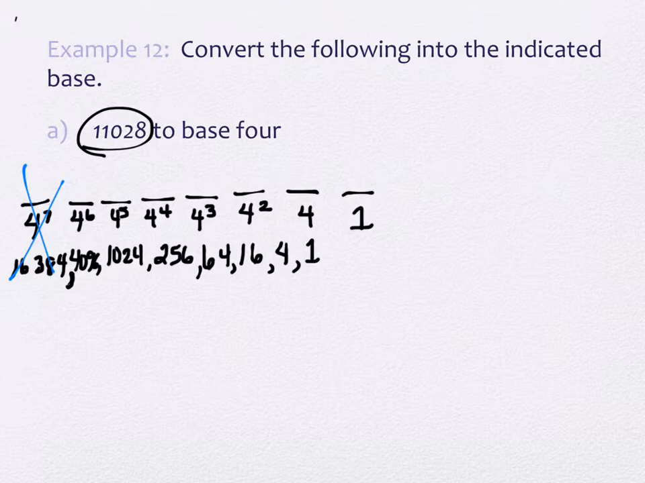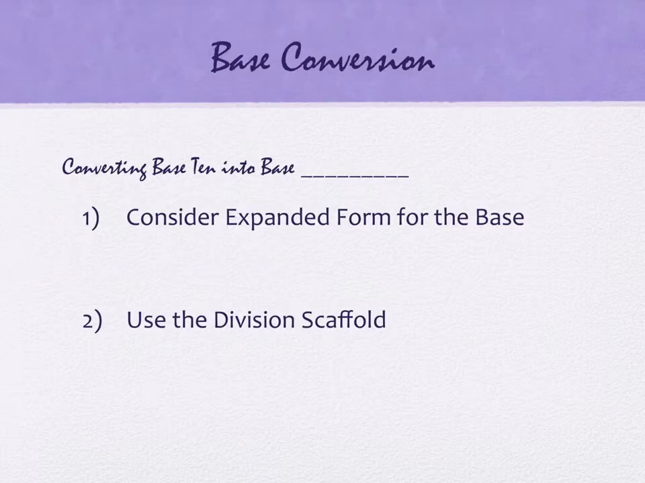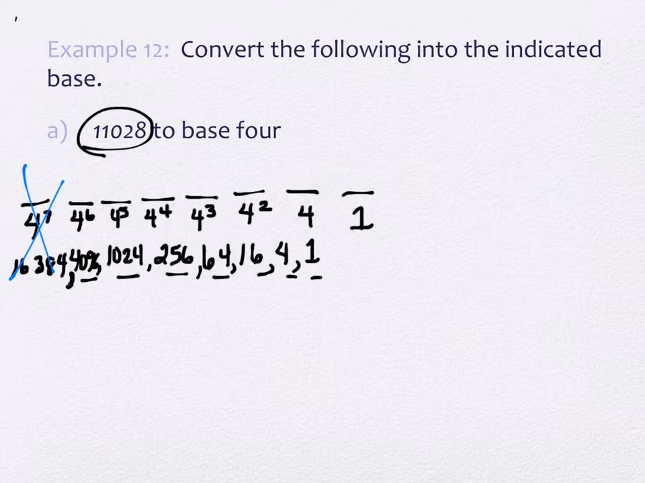Okay. These values right here, there's 7 of them, are the values that I'm going to use in a division scaffolding. That's what step 2 is, use the division scaffold. And that's the scaffolding that I showed you when we were working with the other numeration systems. So it's going to look and feel a lot like something we've already done.